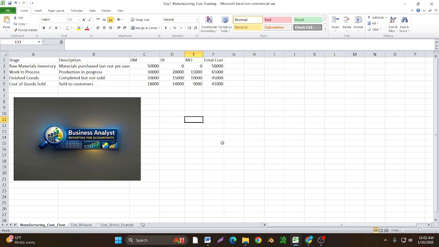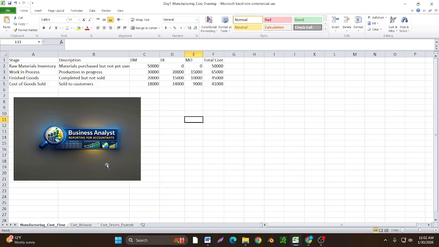Before we jump into the Excel file, let's talk about what a cost analyst does in a manufacturing environment. Their job revolves around three main questions. What did we spend? Why did it change? And what will happen next? To answer these questions, we first need to understand how costs move through the factory and what drives them. This is where today's lesson comes in. So let's open the Excel sheet called Manufacturing Cost Flow, and you should see a link down underneath this video.